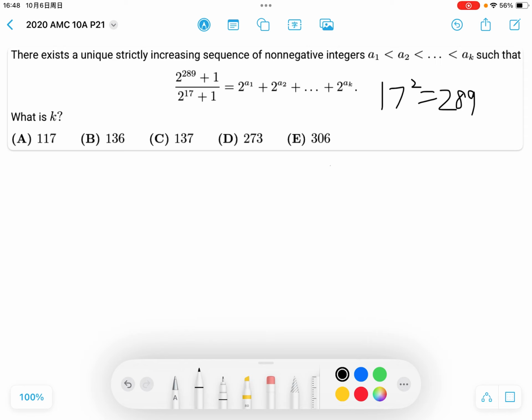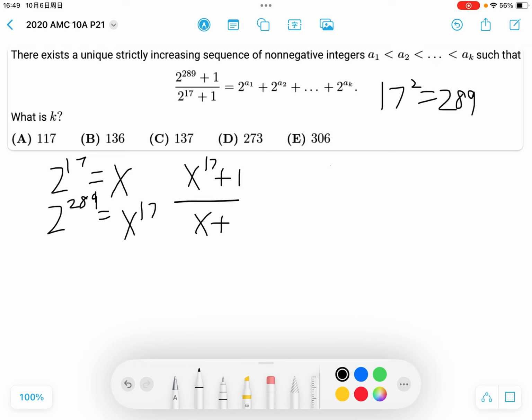So, let's just say we let 2 to the power of 17 equal x. This means that 2 to the power of 289 is now x to the power of 17. So the expression is (x^17 + 1)/(x + 1), which doesn't really look better, because now we have an x instead of a 2, but it's kind of useful if you look at it in the right way. So what's (x^17 + 1)/(x + 1)?